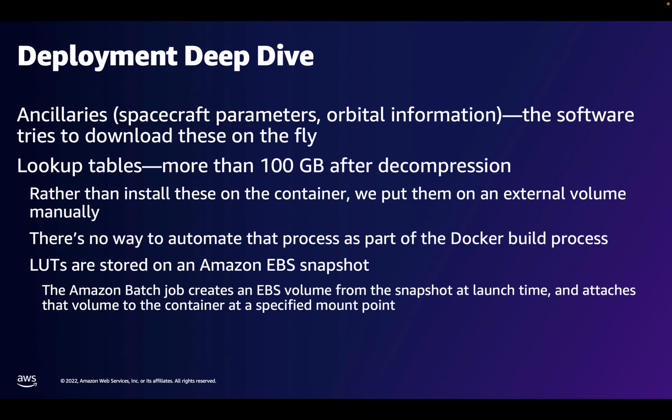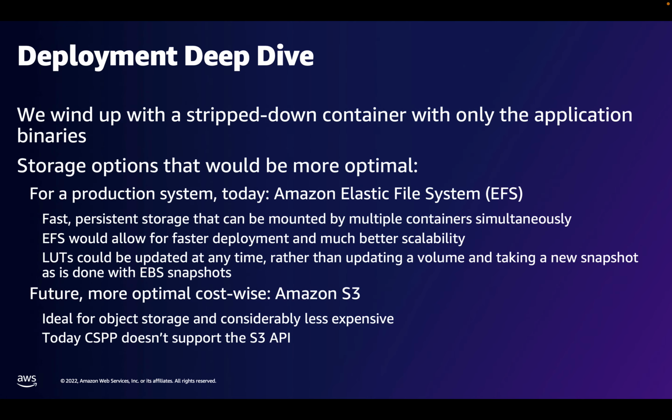So yes, we put the lookup tables on an EBS snapshot. The batch job, as you'll see, creates an EBS volume to attach to the container at launch time and mounts it at a specified mount point. Functionally, that's how we decided to deploy for this. This is the most basic way of doing it, and there are other ways that we'll talk about in a minute. So we wind up with a stripped down container with just the application binaries.